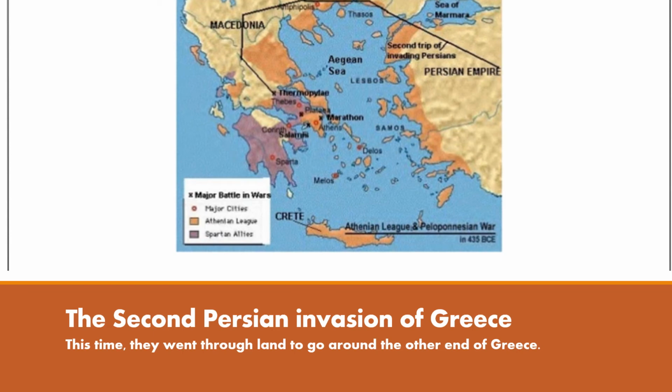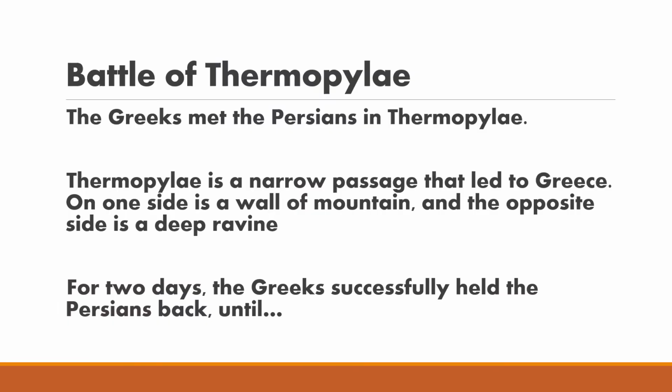For the second Persian invasion of Greece, led by Xerxes, this time they went through land to go around the other end of Greece. The Greeks met the Persians in Thermopylae. The Battle of Thermopylae signals the beginning of the second Persian invasion in Greece. Thermopylae is a narrow passage that led to Greece.